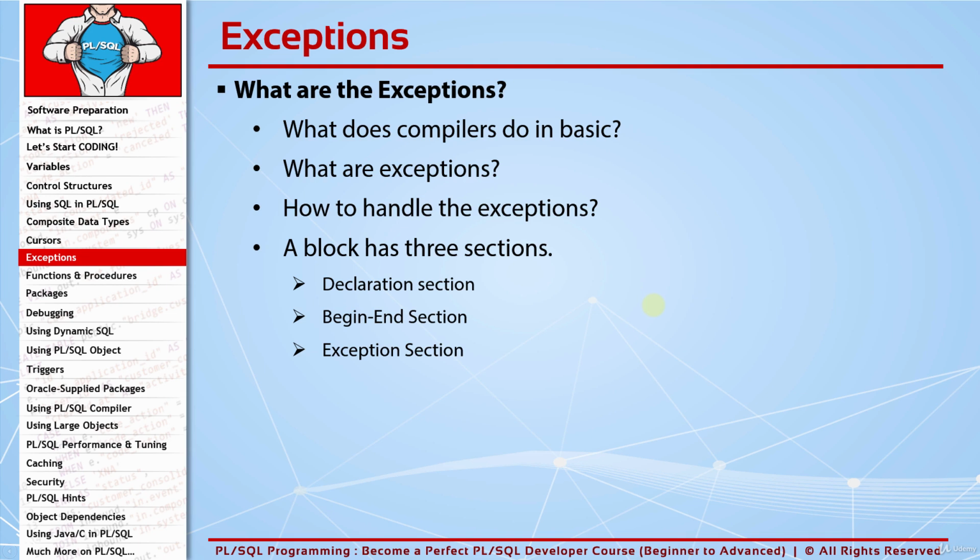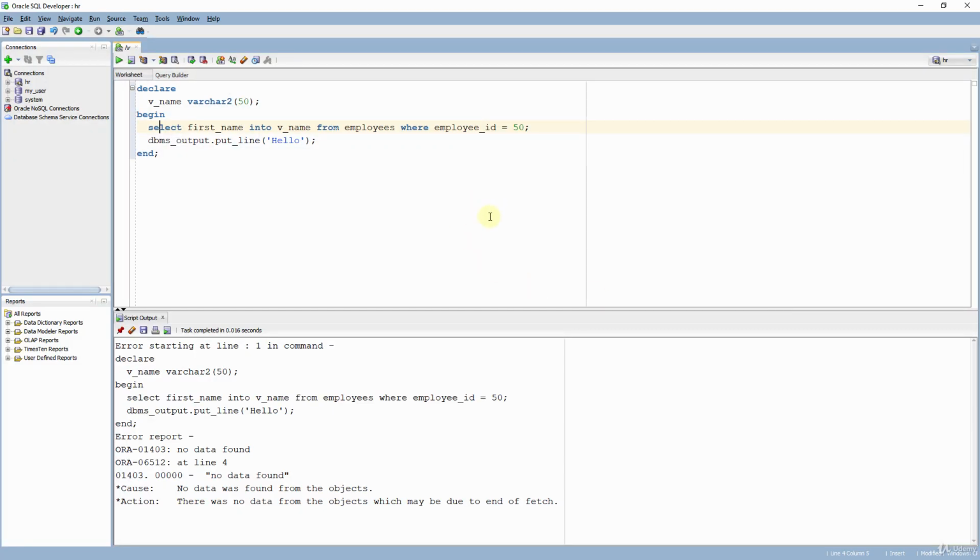Alright, an exception can be raised in two ways. Either the Oracle server implicitly raises it, or we can explicitly raise it. In the example we have seen here, the Oracle server raised the error and terminated our block. Like that one, we can raise some errors based on our rules. We will see how to do that in our next lectures.